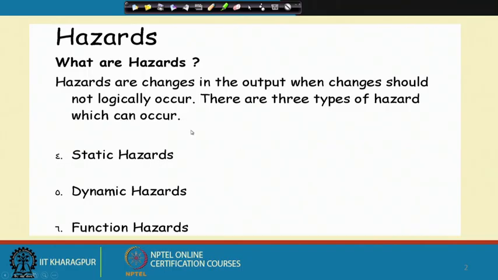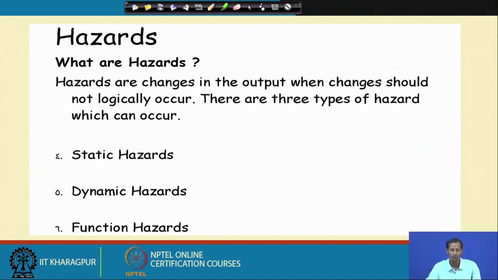So the first thing: what are hazards? Hazards are changes in the output when changes should not logically occur, meaning unwanted changes. There are three types of hazards: the first is static hazard, then dynamic hazard, then function hazards. What these hazards are, when they occur, and how you can remove them, we will see in today's lecture.